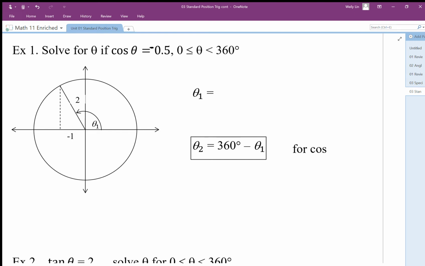And I want you to appreciate that your calculator actually understands standard positioning. So when I give the calculator negative 0.5 as a ratio, this is what I typed into my calculator. I did the inverse cosine. So my input is my ratio, my output is my angle. Okay, so it's not 30 degrees, it's going to be 120 degrees. So that's what my calculator gives me.